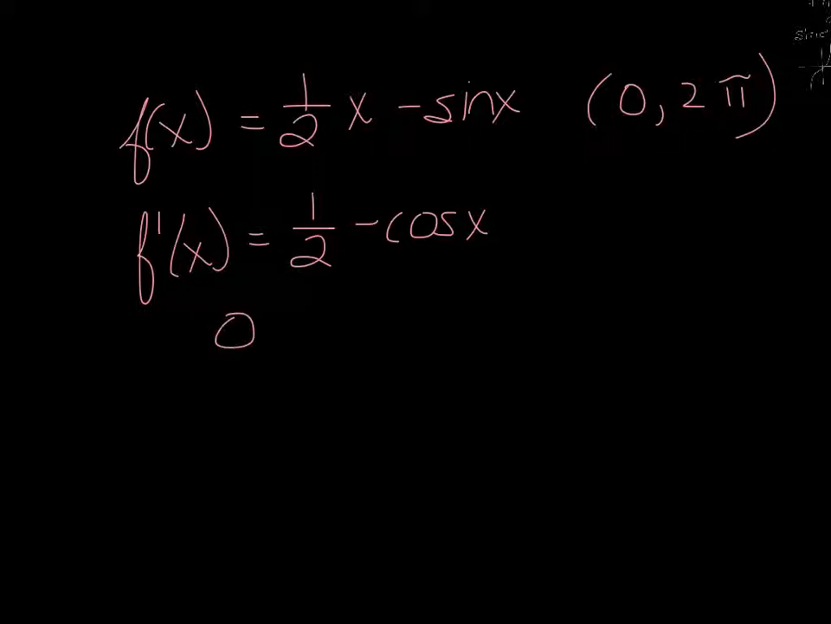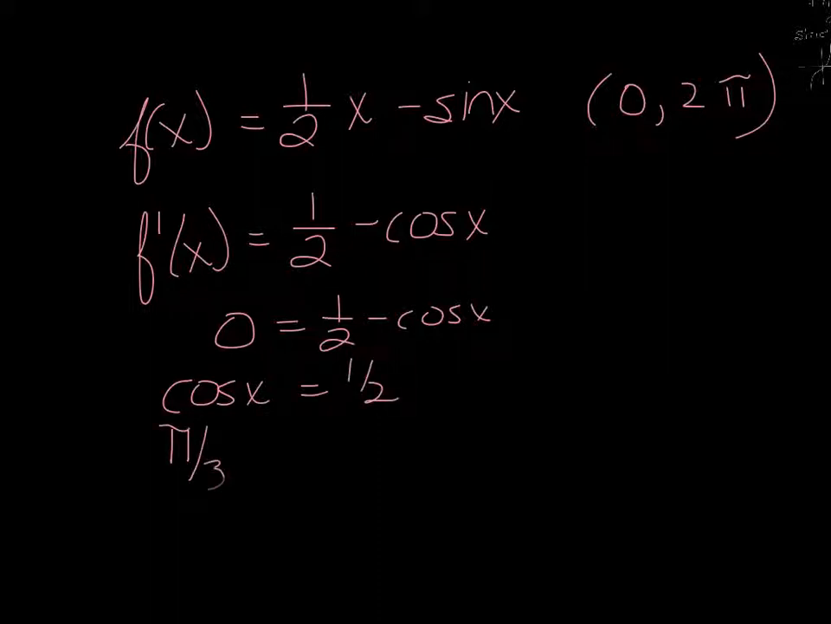Okay, so the cosine of x equals 1/2 at pi over 3 and 5 pi over 3. He knows his unit circle. I'm glad somebody knows their unit circle.